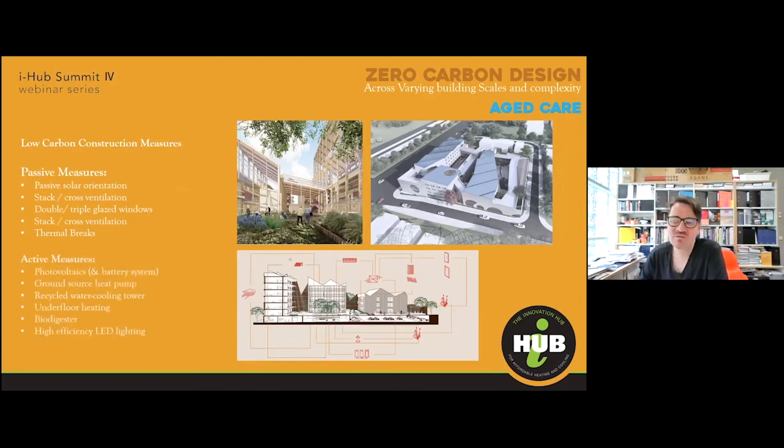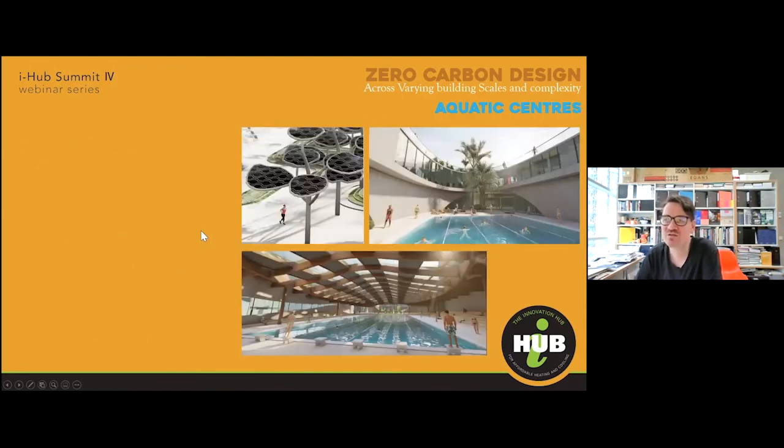Some of the more active measures, photovoltaics, and this is where we start to see some of the roof areas becoming a bit wider. In contrast to far north Queensland, it's not that easy when it comes to orientation. So we still have to be more cognizant of which direction we orient our PV systems, but definitely backing up these systems with battery and energy storage opportunities. Again, ground source heat pumps, water cooling towers, underfloor heating, biodigesters, and high efficiency LED were some of the things listed for the aged care facilities.